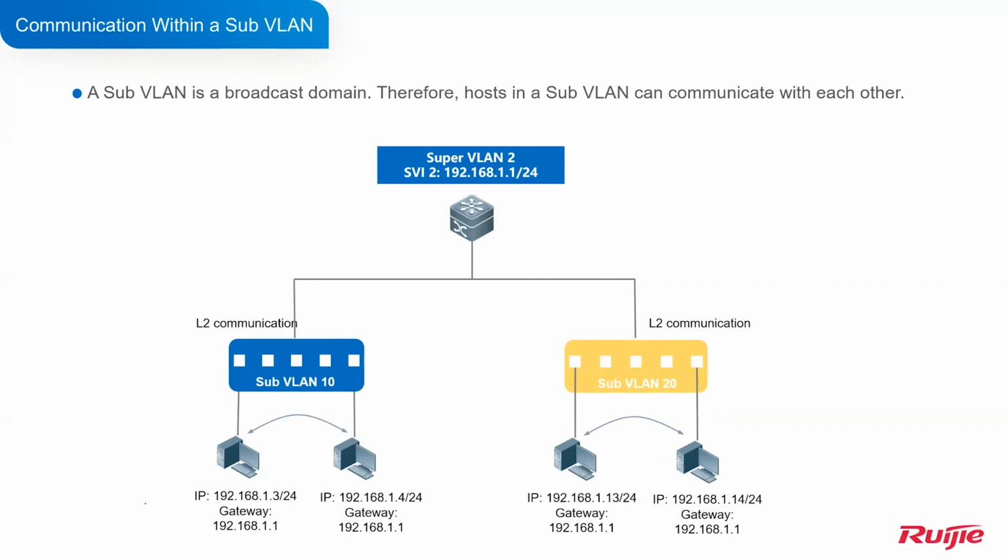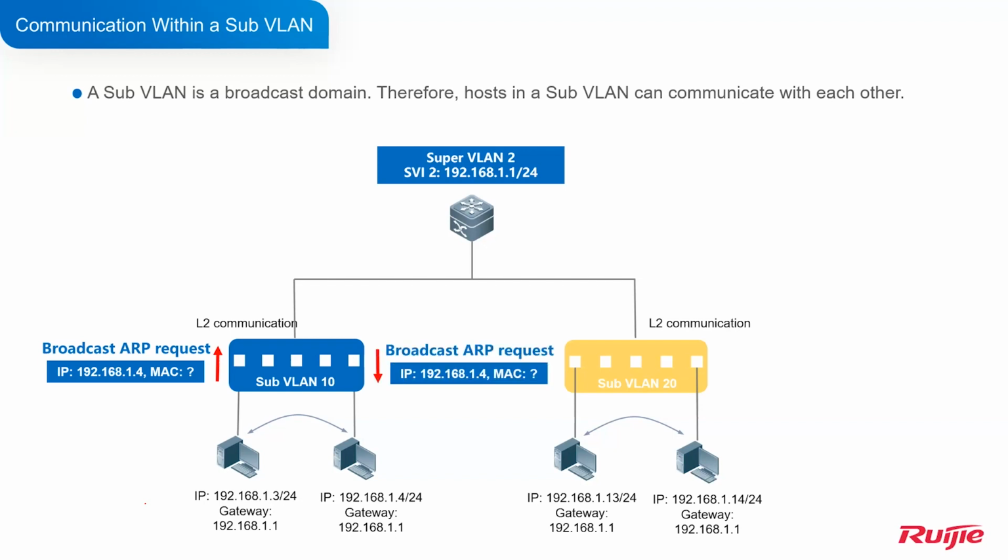A sub-VLAN is a broadcast domain. Therefore, hosts in a sub-VLAN can communicate with each other. For example, here, these two PCs in sub-VLAN 10 can communicate with each other. The first PC will send an ARP request, and the ARP request is a broadcast frame. From the content inside, we can see that this ARP broadcast is asking for the MAC address of the IP 192.168.1.4, which is the second PC in this figure.